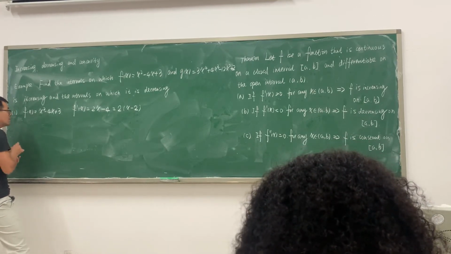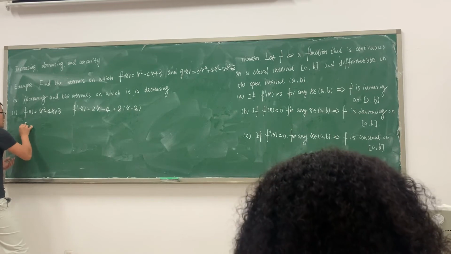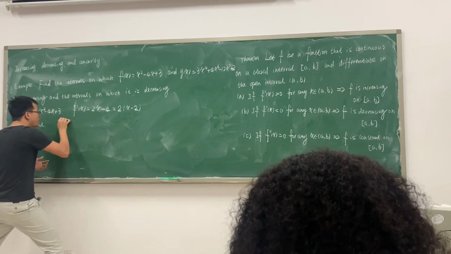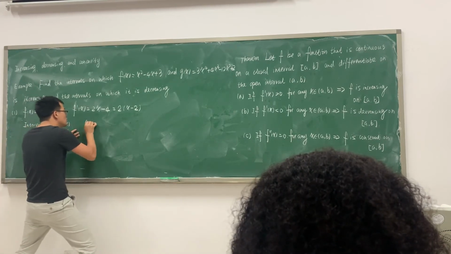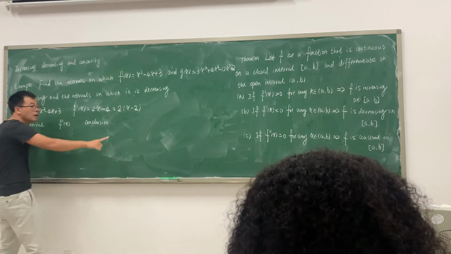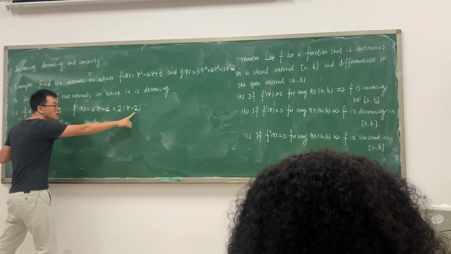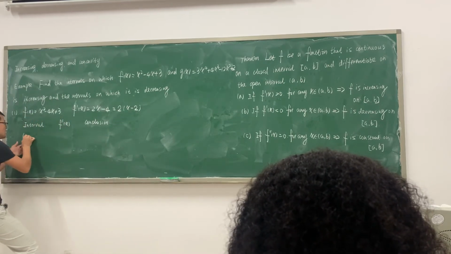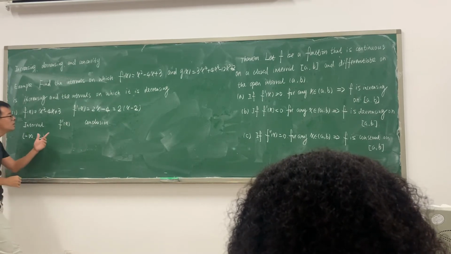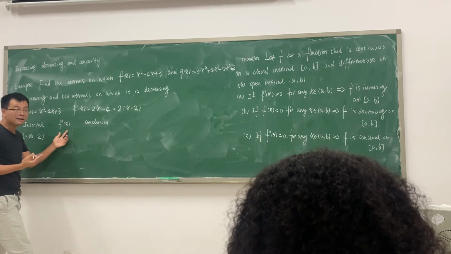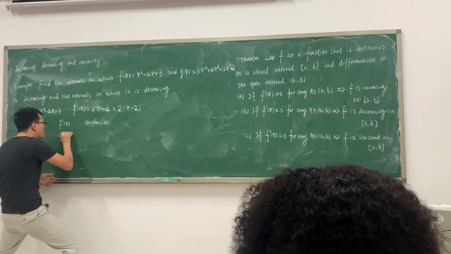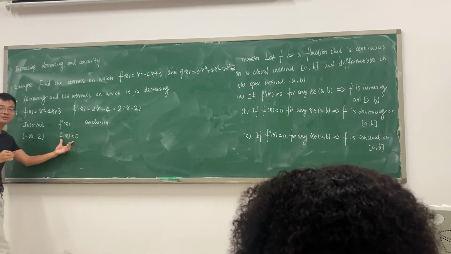We can list a table like this. Here is the interval, here is the f prime, here is the conclusion. The first interval is minus infinity to 2. So in this interval, is the f prime negative or positive? Negative. So f prime here is less than 0.